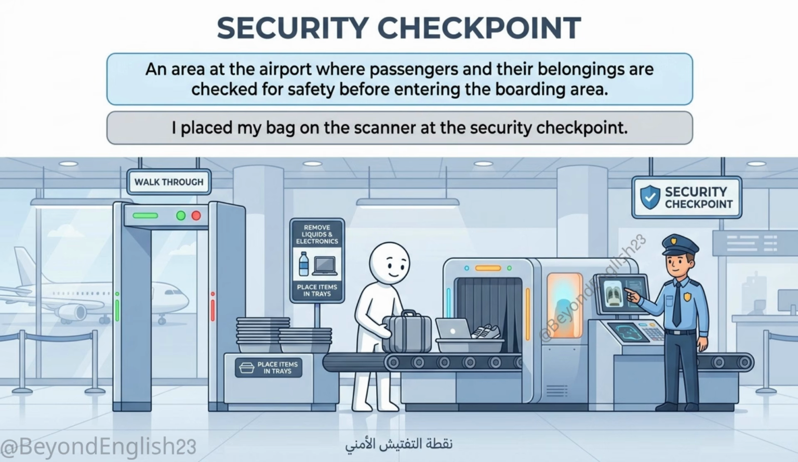8. Security checkpoint. A security checkpoint is the area where passengers and their belongings are inspected before entering the departure area. Officers check items using scanners to make sure the flight is safe. Example, passengers must remove liquids and electronics before going through the security checkpoint.